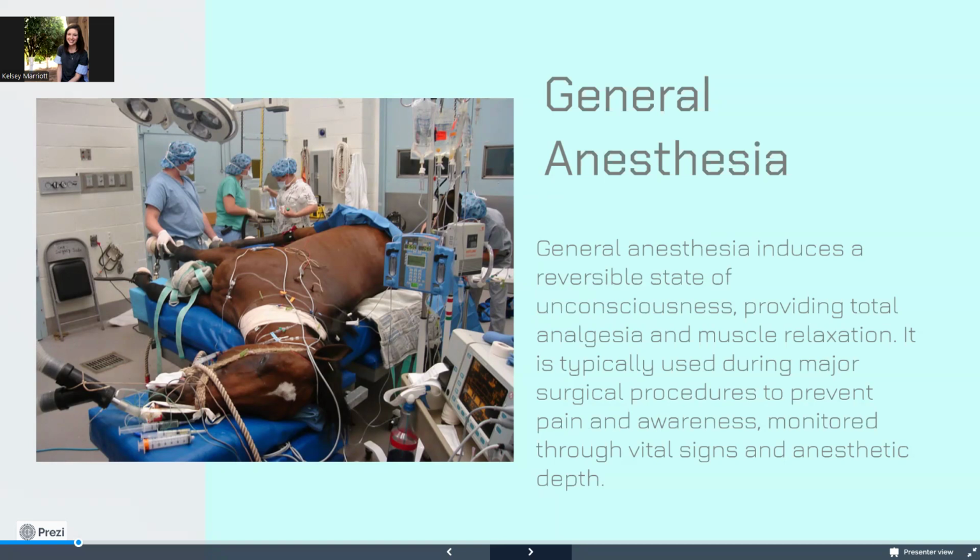We don't want them aware, especially if it's something invasive like a colic surgery. We don't want this patient jumping off the table, having any pain responses. And so with our general anesthesia, we're also stacking analgesia, which go hand in hand because we don't want to have our patient in pain and then have them waking up on the table.